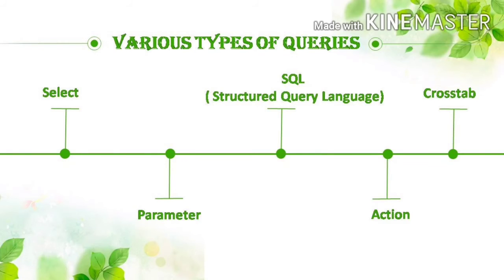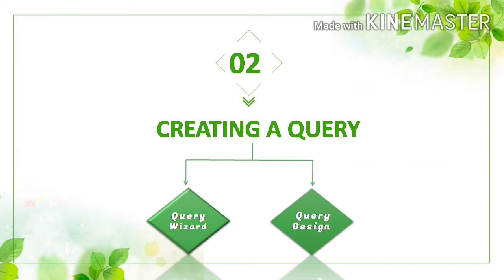Next is action query. Action query creates a new table or alters your data or database. Next is cross-tab query. In the cross-tab query, row headings and column headings are used. So by using row heading and column heading, you can see your data in terms of 2 categories at once. Next query is SQL, structured query language. It is a query language. So these are the various types of queries.